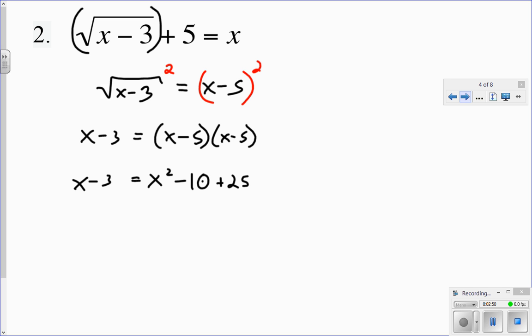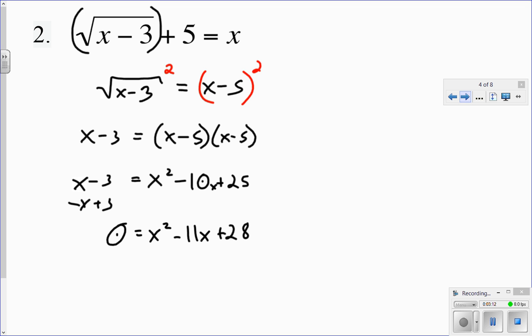At this point, I recognize I have a quadratic equation. So to solve a quadratic equation, I must set it equal to 0 first. So I'm going to minus x and plus 3 here. So I get 0 is equal to x squared minus 11x. Got my x on the top. And 25 plus 3 is going to be plus 28.